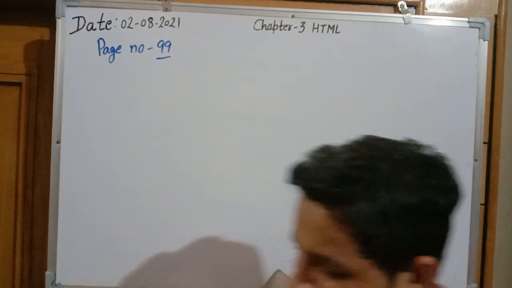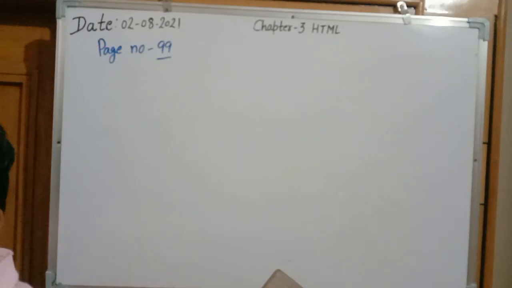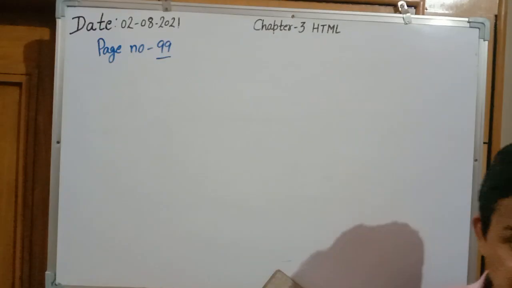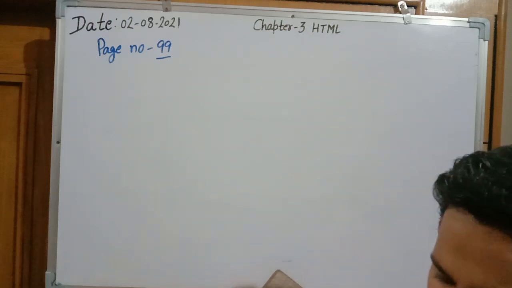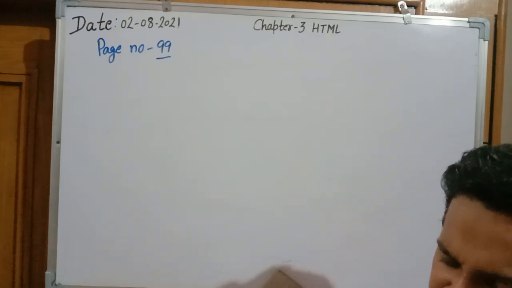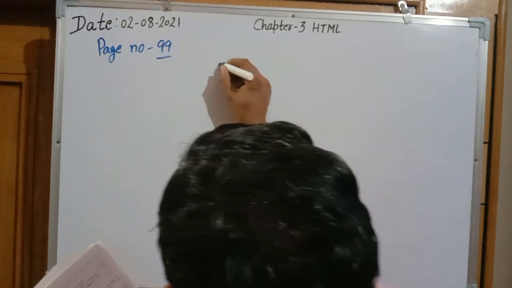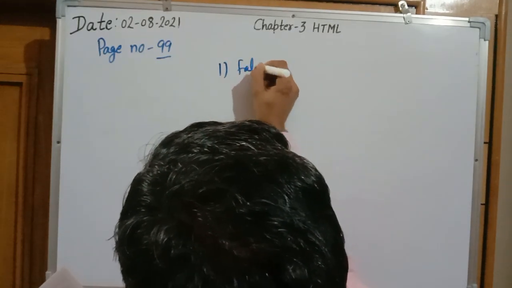Now come to page number 99. On page 99, the exercise part is given. The first exercise question is true and false. The top margin attribute specifies the left margin in pixels. It is false. So the first result is false.